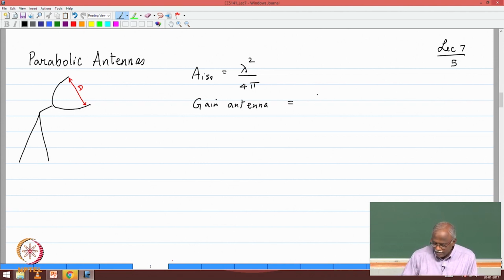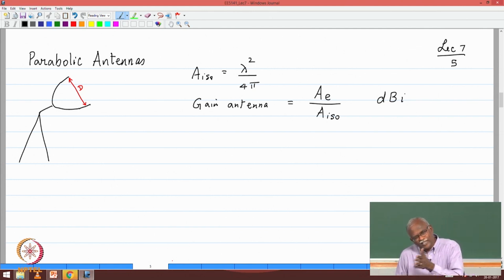So basically it is AE, the effective area, divided by A ISO. This is like saying, what is your gain relative to the gain of an isotropic antenna. And if you were to express it in dB, you will also see dBi represented there, and that says it is dB with respect to an isotropic radiator. So typically the gain of an antenna will be 8 dB, or correctly speaking it should be 8 dBi.